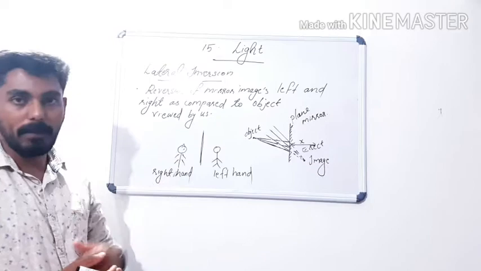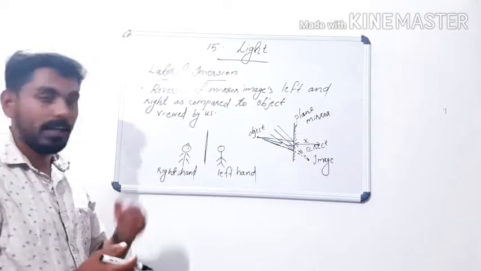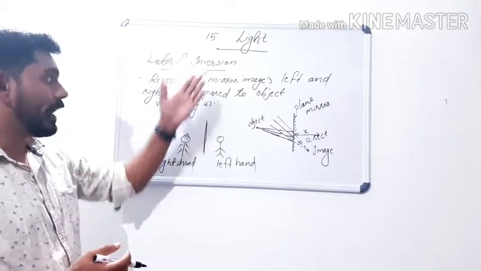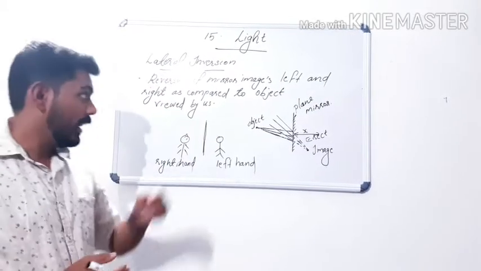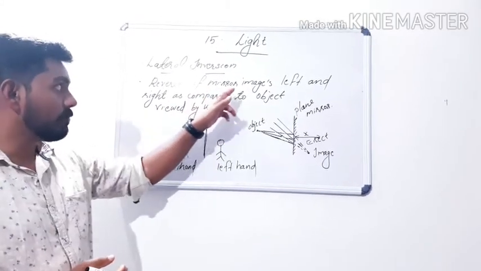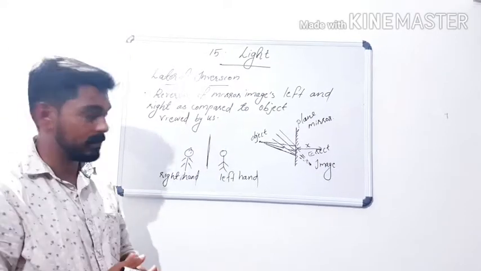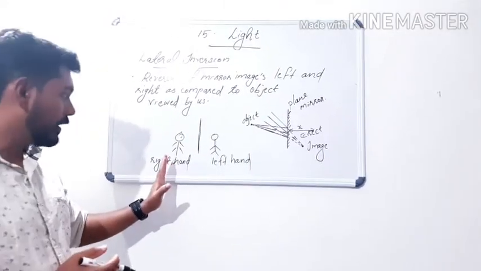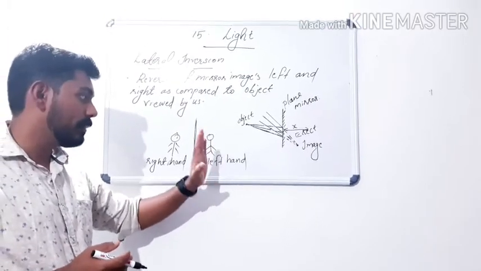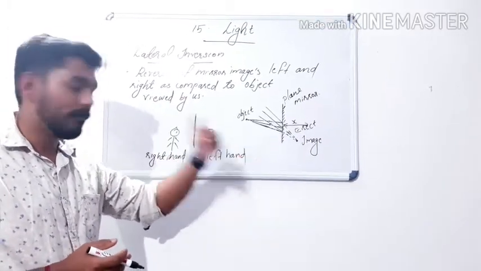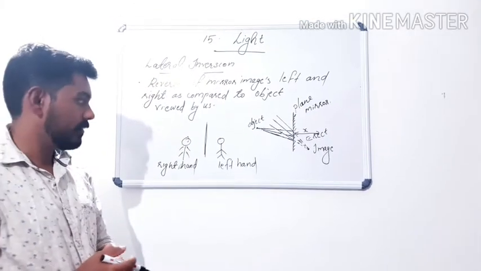Why does this happen? This is because of lateral inversion. What do we mean by lateral inversion? Lateral inversion means the reversal of the mirror image, left and right, as compared to the object viewed by us. Here you can see you are holding the flower in your right hand, but in your image it appears to be in your left hand. So this is lateral inversion.